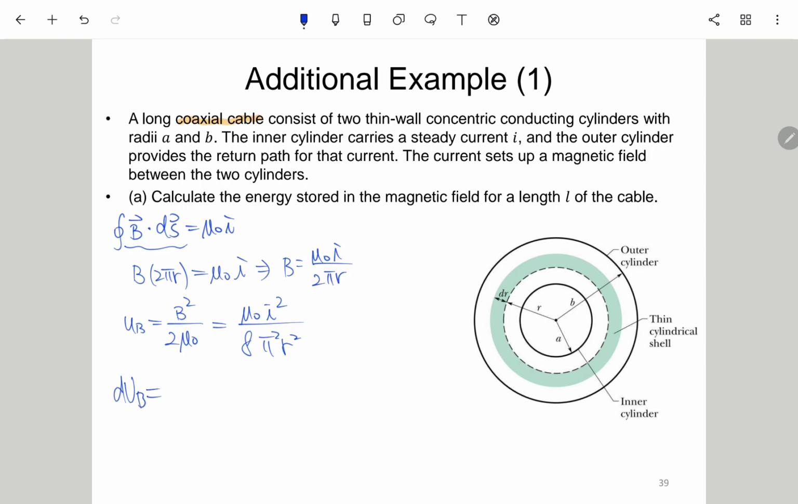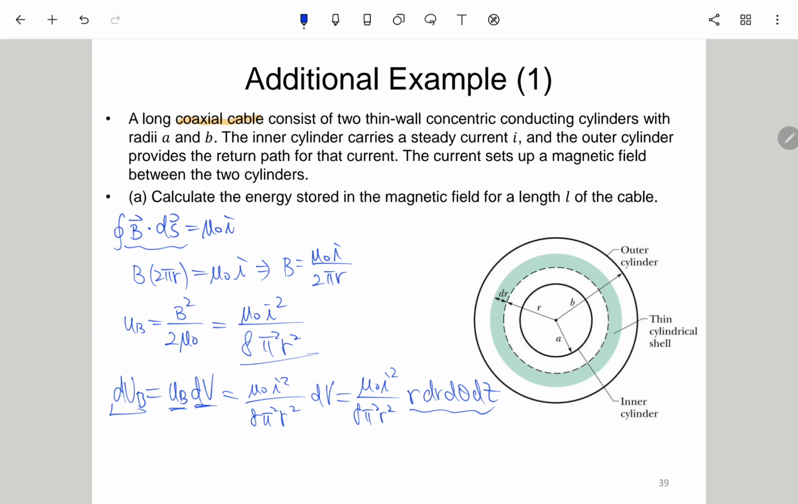So finally, dUB is actually UB times dV. This is the energy at that part, which is the energy density multiplied by that small volume. So UB is mu0 I squared over 8 pi squared r squared, multiplied by dV. Actually, this dV is somehow like r dr d theta dz. Okay, this is for the cylindrical coordinate.